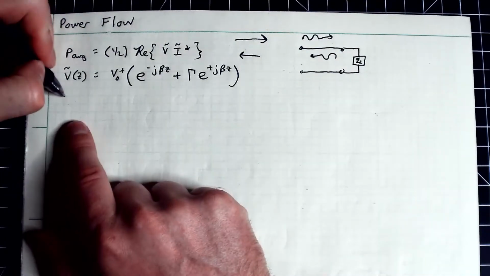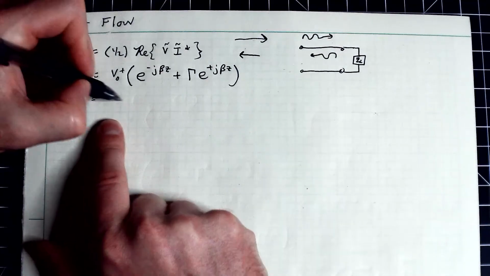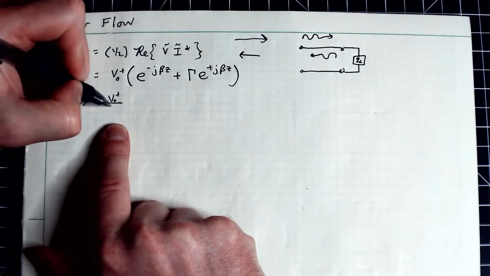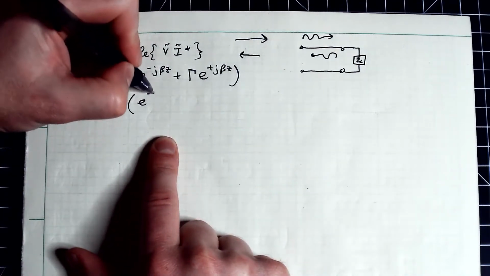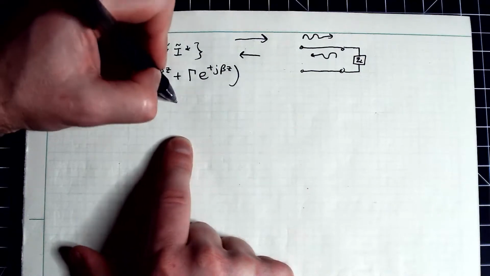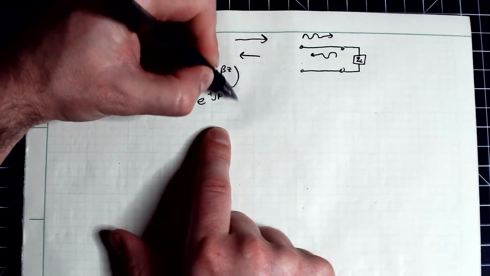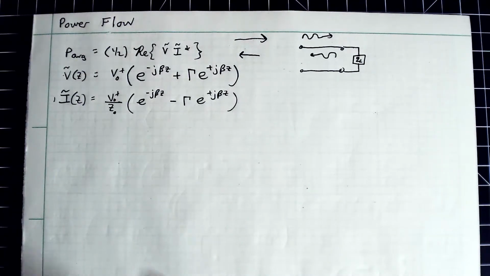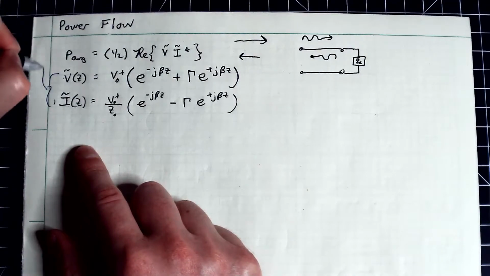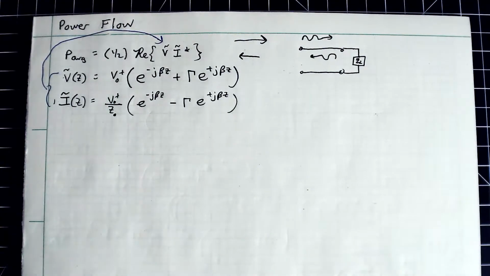Now, given this voltage, there was also a current that we derived, which looked like the following: V naught plus over Z naught times e to the minus j beta z minus gamma e to the plus j beta z. So all we need to do is take these two terms and plug them into this expression over here and see what happens.